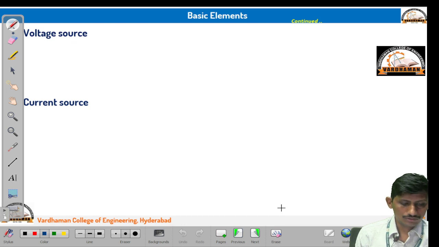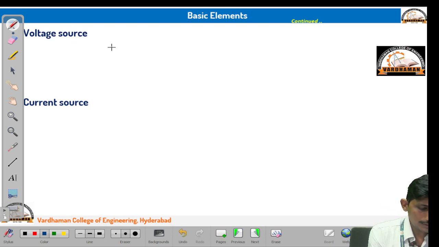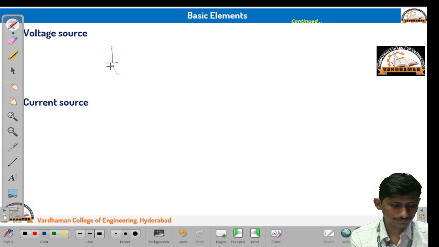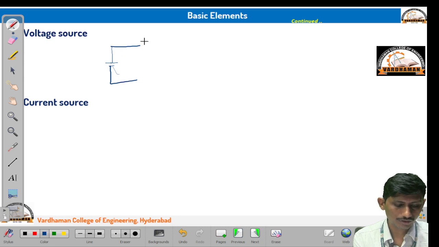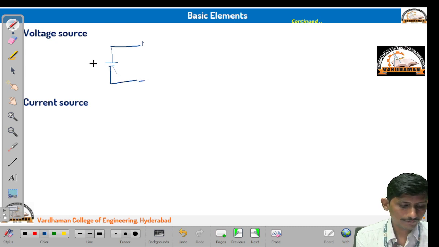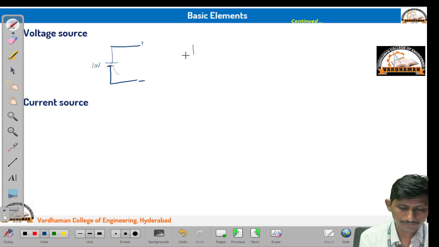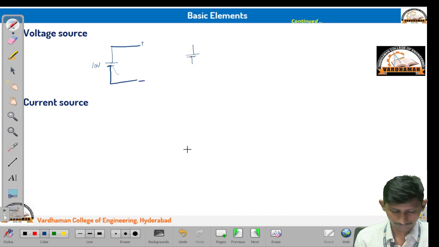A voltage source is one element which delivers constant voltage irrespective of the amount of load. As of now I am talking about the ideal voltage source. For example, this is a 10 volts voltage source. The symbol of a voltage source is written like this. This is a DC voltage source. This also represents a battery.